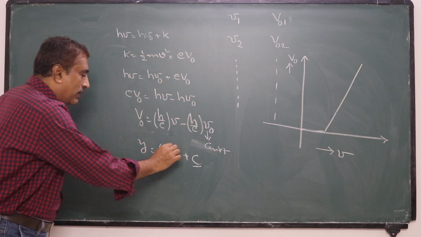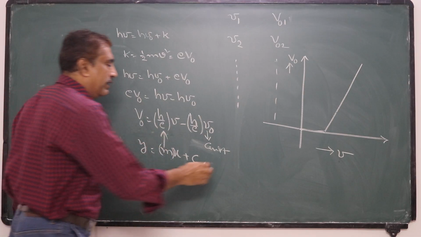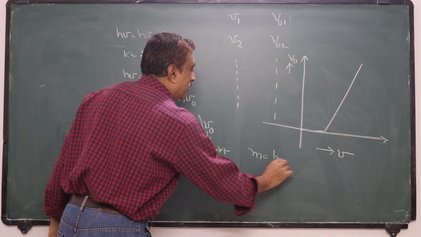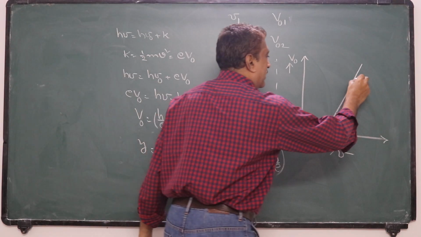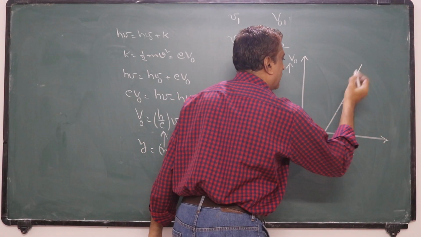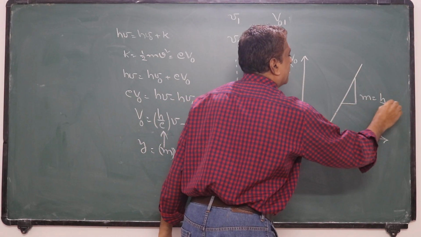And the slope of this curve is similar to h by e. So the slope of this curve is h by e. So if we calculate the slope of this curve, it is equal to h by e.